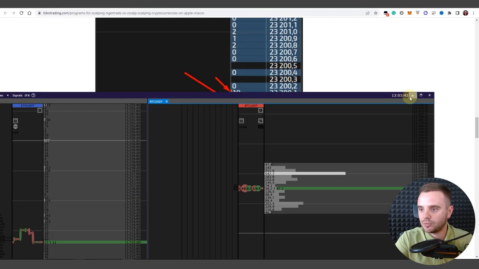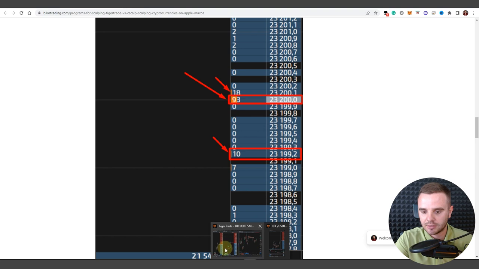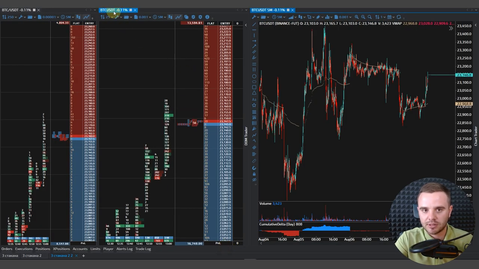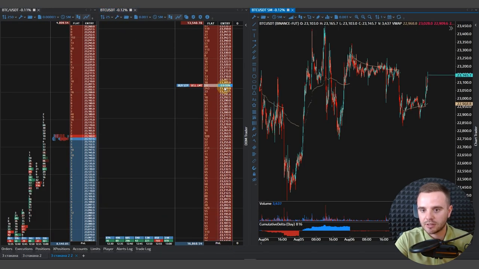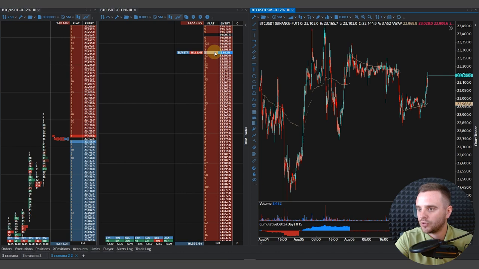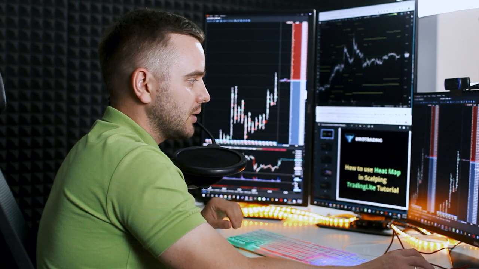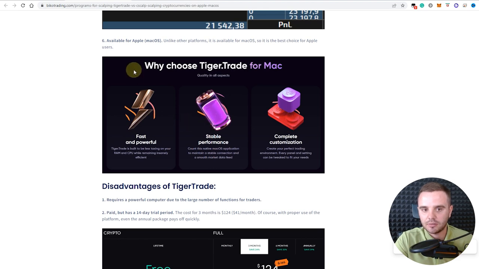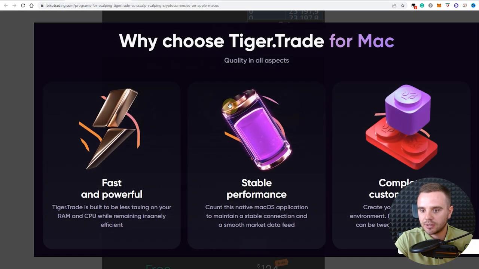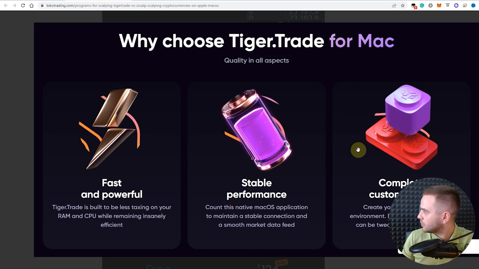But compared to TigerTrade, have a look at TigerTrade. You can open its DOM of Bitcoin and let's check limit orders. We can see, pay attention, that we see all limit orders even 3, 4, 5% above the current price. That's really significant. The next advantage of TigerTrade is that it is the only platform where you can use macOS.